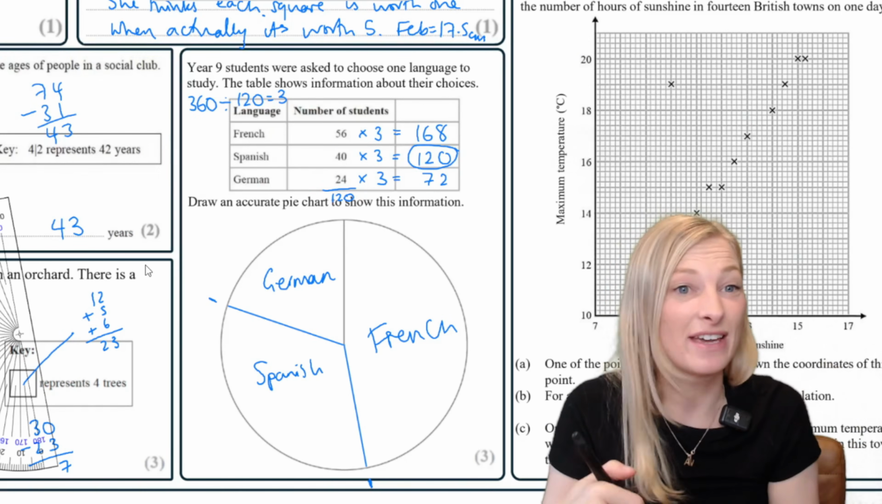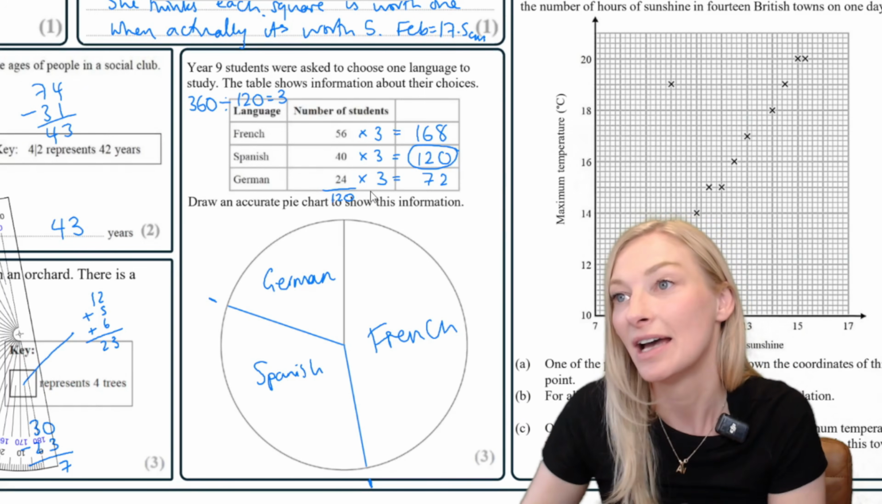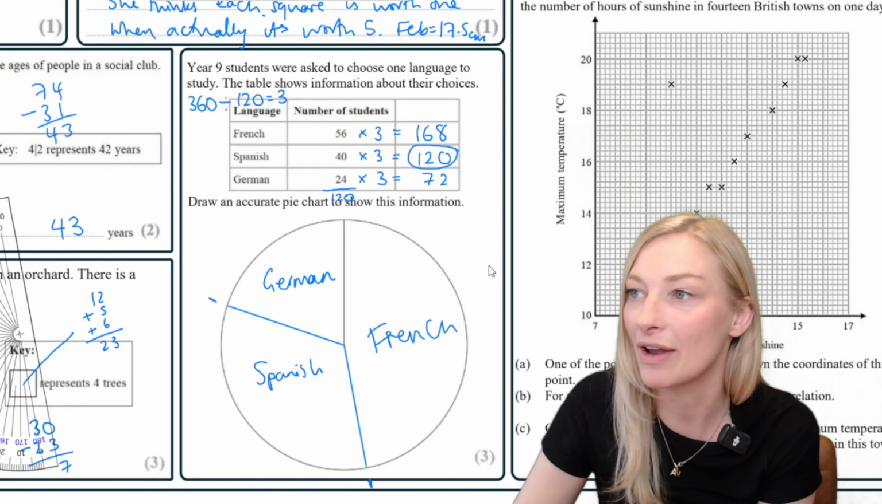Now, it doesn't matter if you went the other way. As long as the sizes of your sections are correct, you didn't have to do them in that order, but hopefully your pie chart looked a little bit like that.